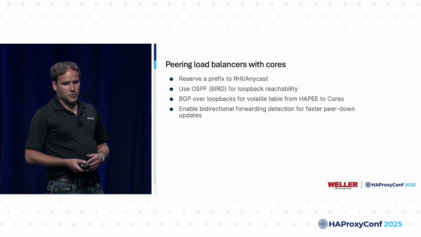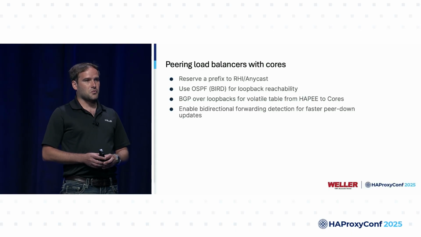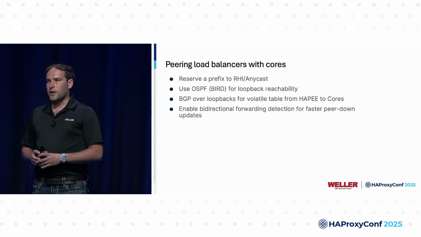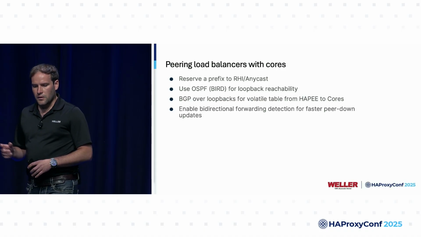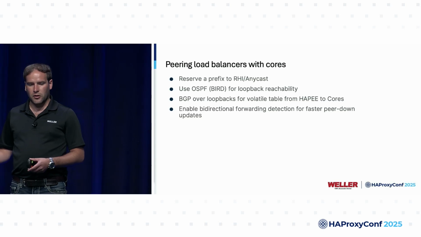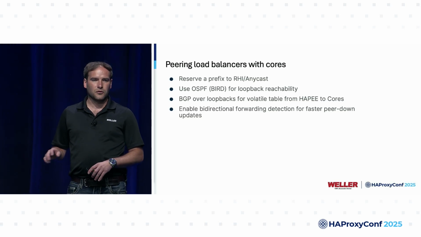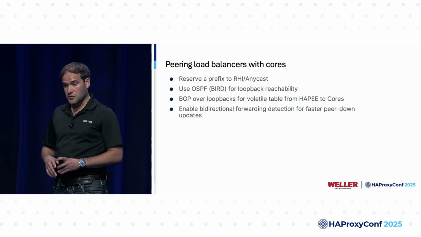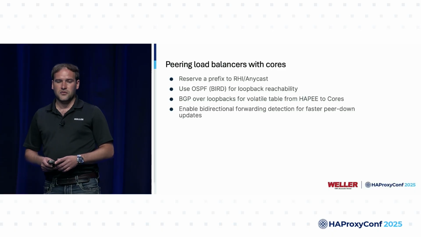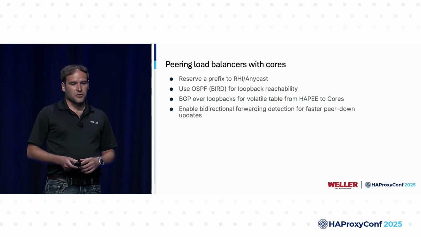What we did to peer our load balancers with the cores is we used Bird, which in HAProxy, I believe, is called HAProxy Extras RHI, but it's essentially Bird. And we peered using OSPF to get loopback reachability with our cores. And then over the loopback addresses, we use BGP to inject the route health information.